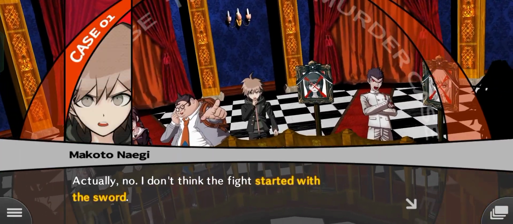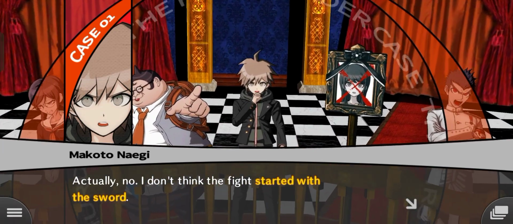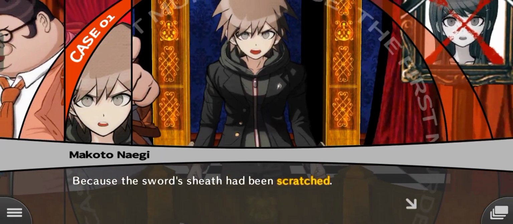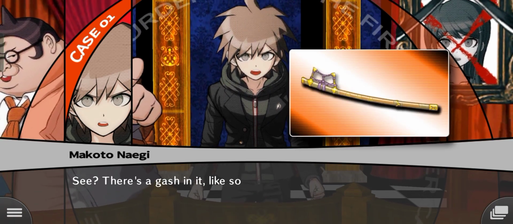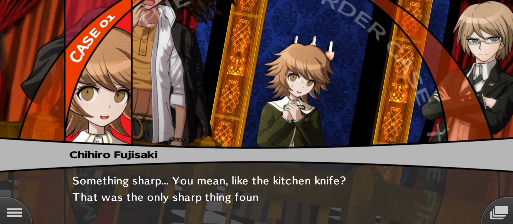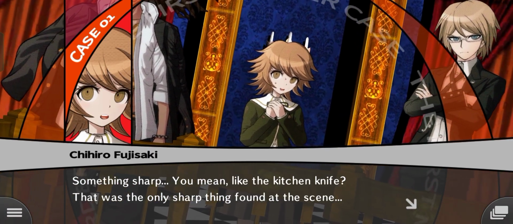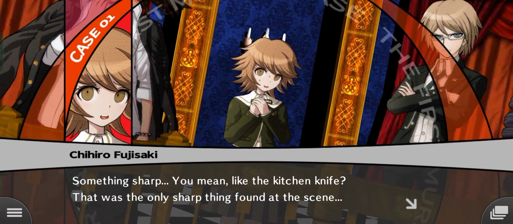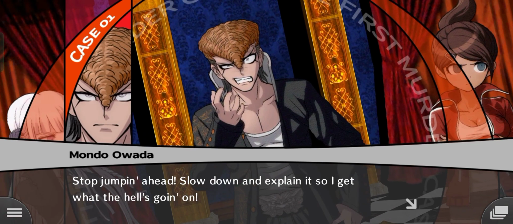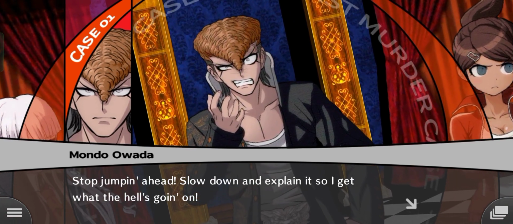Actually, no. I don't think the fight started with the sword. Why not? Because the sword's sheath had been scratched. See? There's a gash in it. Like someone cut into it with something sharp. Something sharp? You mean like the kitchen knife? That was the only sharp thing found at the scene. Stop jumping ahead. Slow down and explain it so I get what the hell's going on.